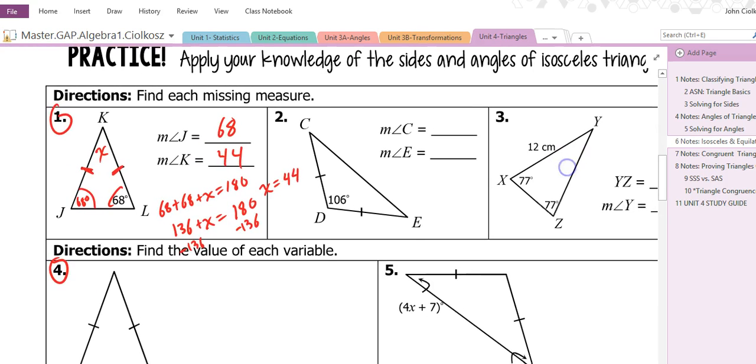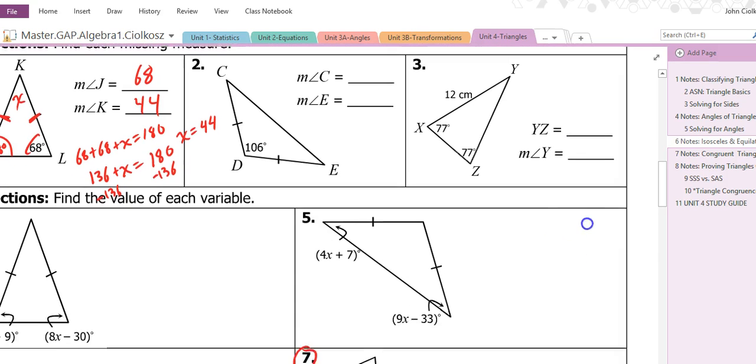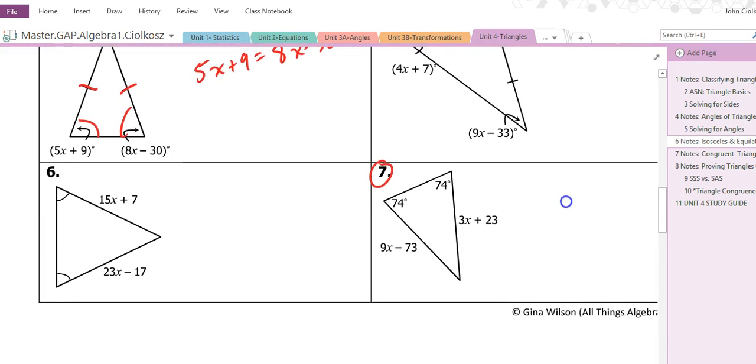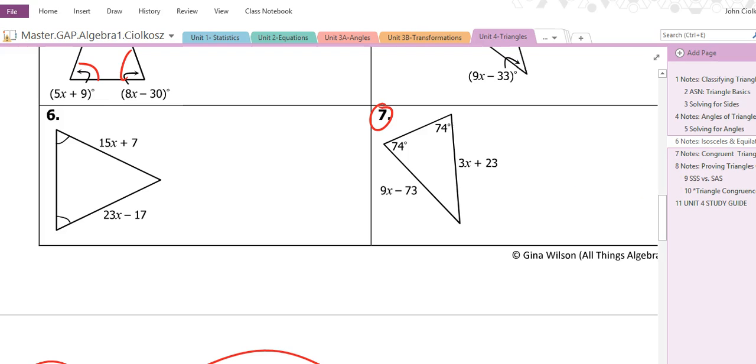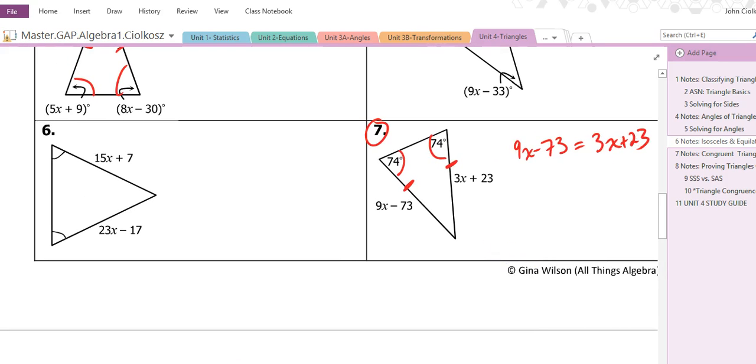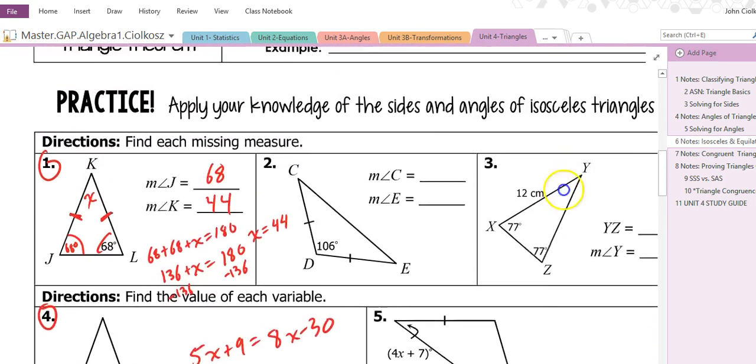A is 44. These problems are very similar here. Well, these are the same, which means these are the same. So we'd set them equal and solve for x. For number 7, these are the same. Boom. These are the same. Set them equal, solve for x. Alright, so for the rest of this on note 6, you guys are just finishing up the problems 1 through 7.